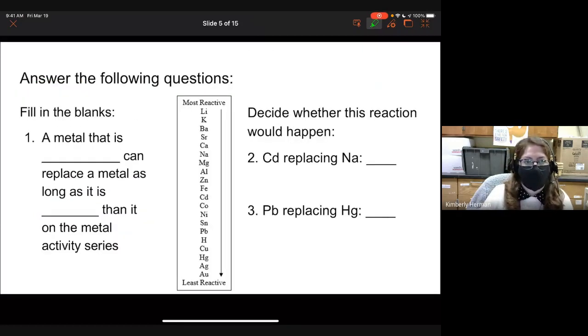Okay, answer the following questions. Fill in the blank. A metal that is blank can replace a metal as long as it is blank than it on the metal activity series. So we have our metal activity series here. A metal that is higher on the list can replace a metal as long as it is lower than the metal on the activity series. So the rule is the higher metal can replace the lower; the lower can't come up and replace the higher.